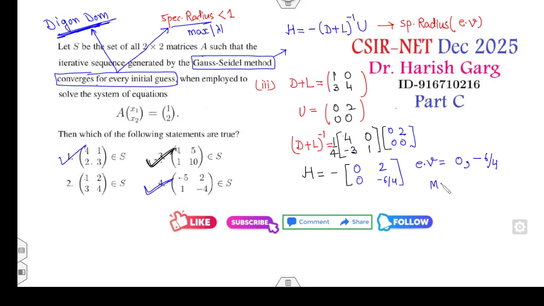And what is the maximum eigenvalue in terms of magnitude? That is 6 by 4, which is greater than 1. But spectral radius must be less than 1. That means the second option is cancelled. A, C and D are the right answers of the problem.